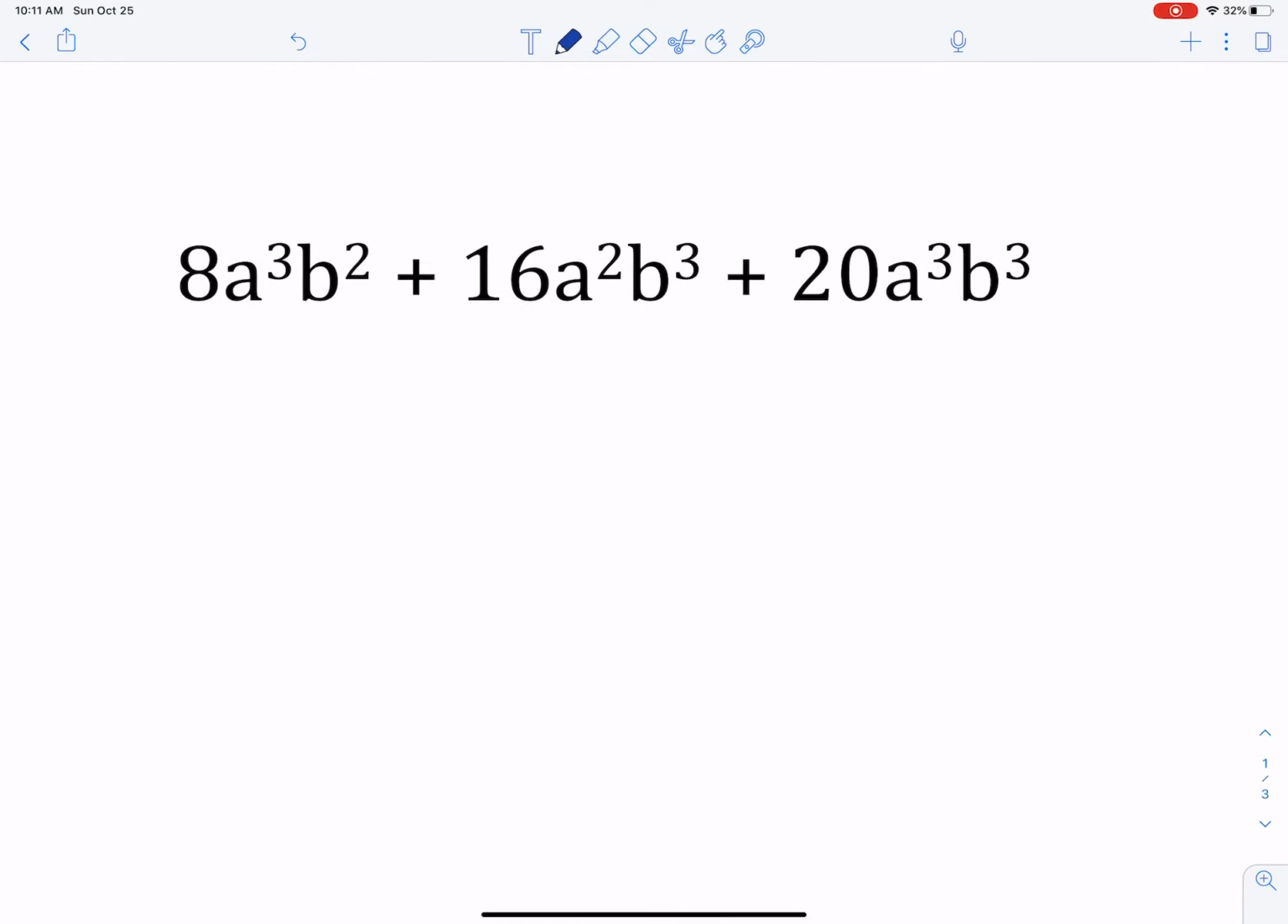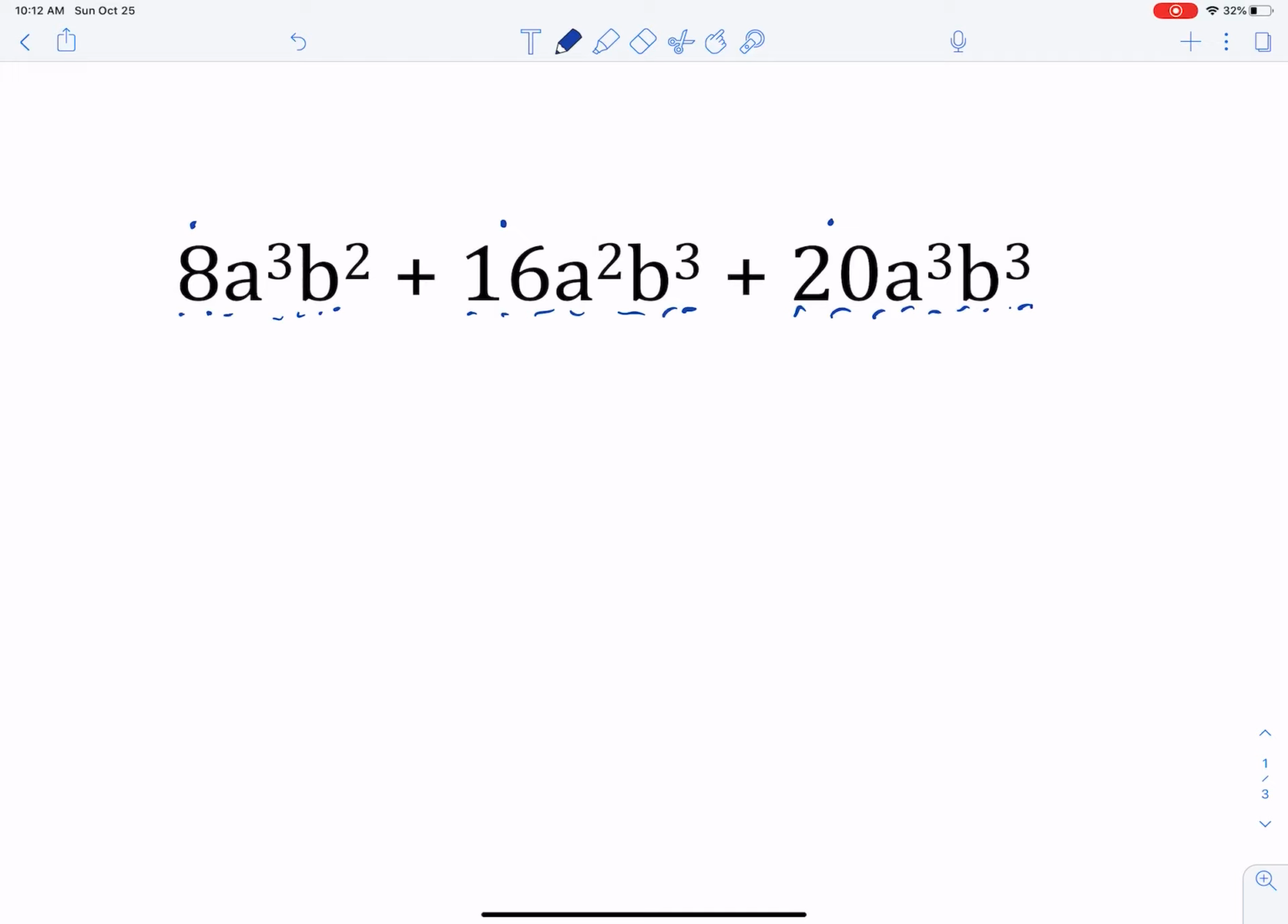Here we've got more variables, but the process is going to be the same. So here we've got our three terms, 8a cubed b squared, 16a squared b cubed, 20a cubed b cubed. So first let's look at the numbers, the 8, the 16, and the 20. We want to find something that all of those are divisible by.